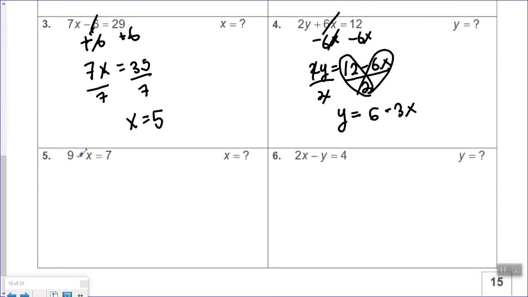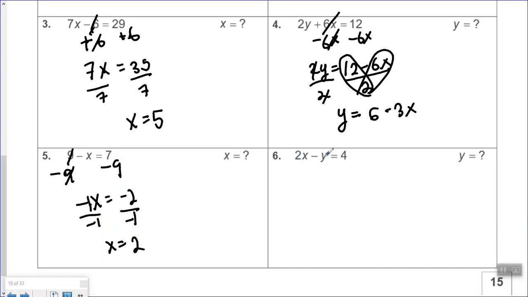Okay. 9 minus x equals 7. Subtract 9 on both sides. 9 will be cancelled. Bring down negative x. 7 minus 9 is negative 2. Negative x is the same as negative 1x. Divide both sides by negative 1. x equals negative 2 divided by negative 1 is positive 2.